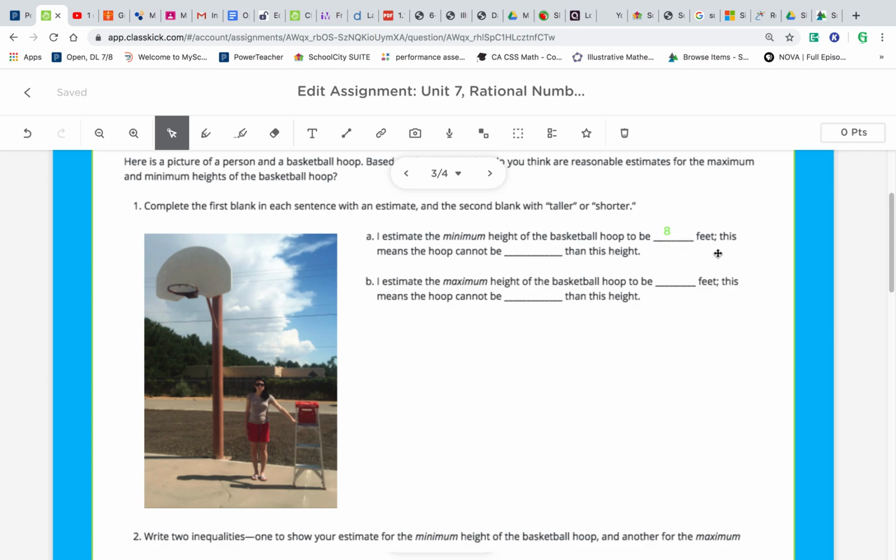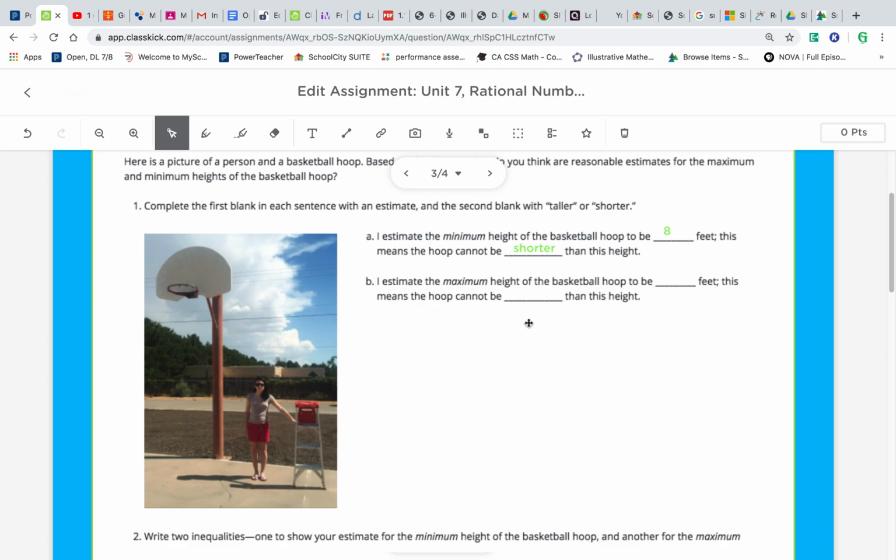So what it means, if it's the minimum that we're talking about, is that the hoop cannot be shorter than this height. So if it's the minimum, it can't be shorter or less. So I'm going to stretch this out. There we go. All right, that's what it means if it's the minimum. It can't be anything less than that.